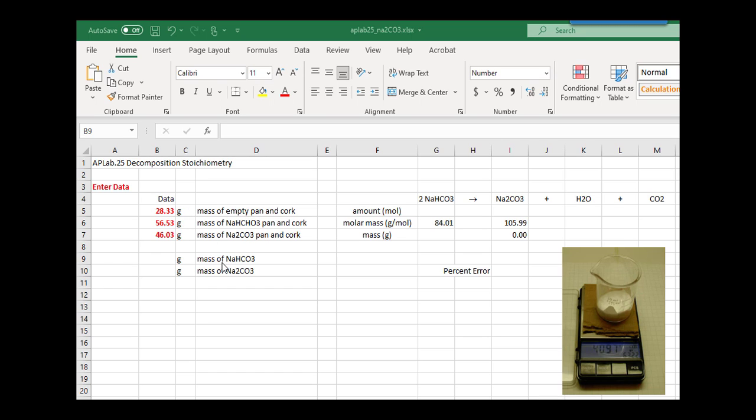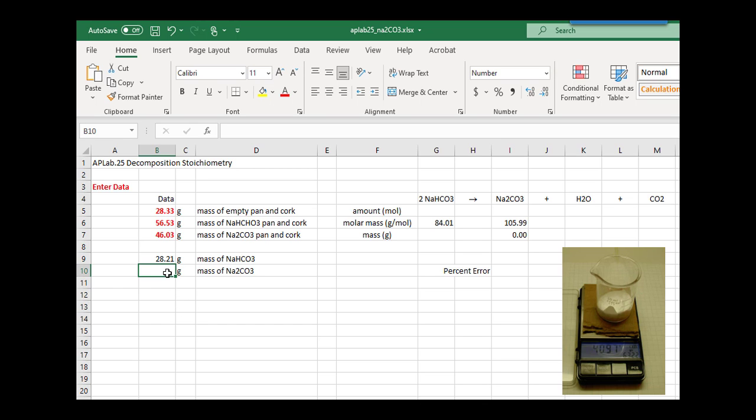Now, the mass of the baking soda, NaHCO3, sodium hydrogen carbonate, is going to be the subtraction of the mass that we had of everything, that baking soda in the pan, which I'll highlight, and then make this calculation by typing an equal sign to indicate that I'm doing a calculation. You can see it's up here. I'm going to take the mass that I have here of the baking soda, highlight that, which is cell B6, and subtract from that the mass of the empty pan and cork and let it do the subtraction for me. And in fact, as soon as you put your own data in, this will change depending on what you put in.